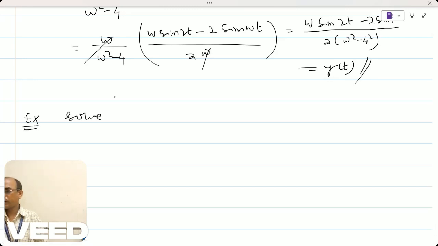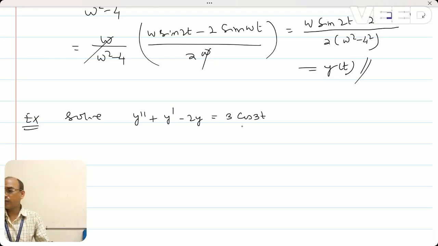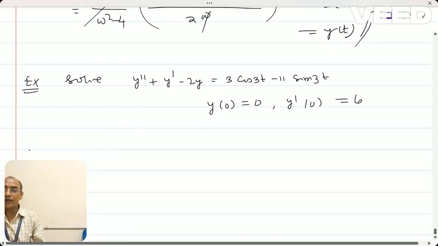Solve y'' + y' - 2y = 3 cos 3t - 11 sin 3t, with y(0) = 0 and y'(0) = 6. If you solve it, what will you get?